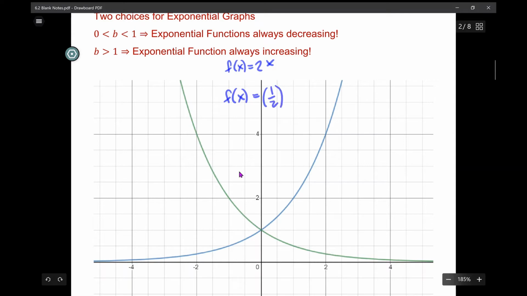And that does not look like 2 to the x. Let's just fix that so that looks a little better. 2 to the x. Hopefully you can decide which one is which. Take a moment. All right. Hopefully you noticed that 2 was bigger than 1, so that would be the one that is increasing, so that's the blue one. And 1/2 is between 0 and 1, so that is the one that is decreasing, right?